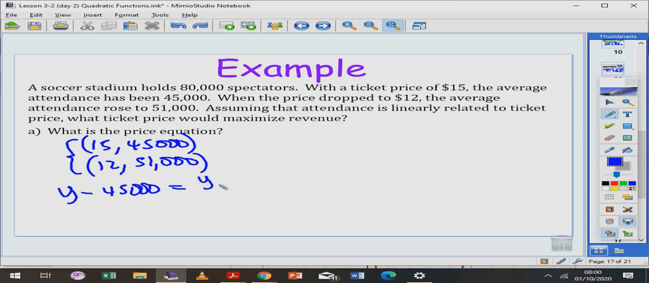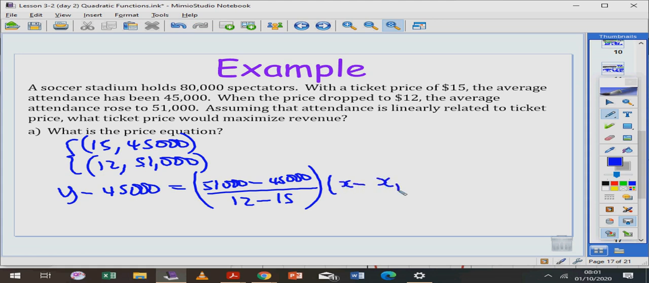y1 is 45,000 over x2 is 12 minus x1 is 15. That's going to be my slope. But when I'm doing point slope form, that slope is multiplied by x minus x1, and since I used this point, x1 is going to be 15. So you simplify that and then you work out the equation of the function. Just make sure that your equation is this, because that's what you get when you simplify that.